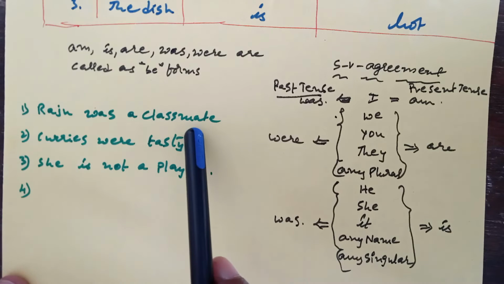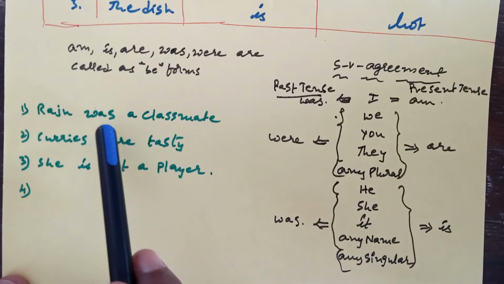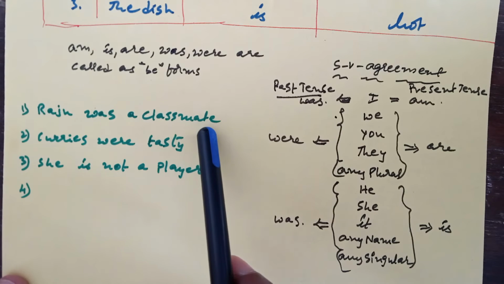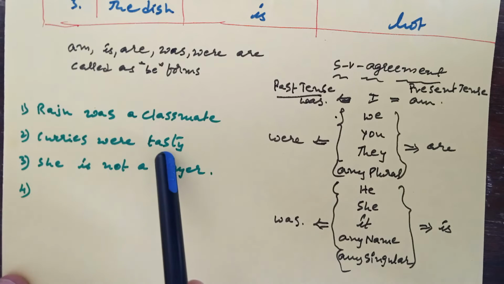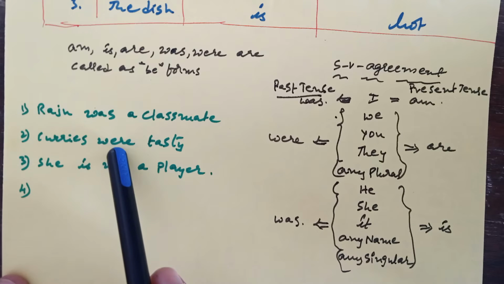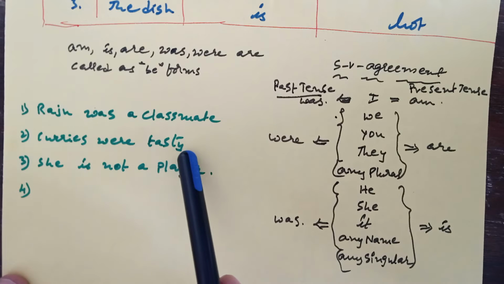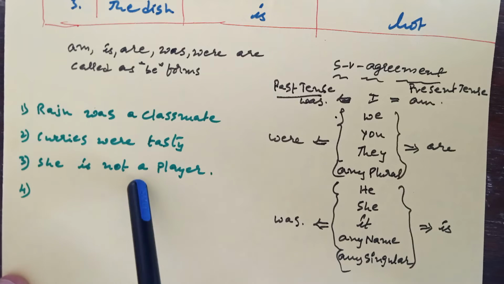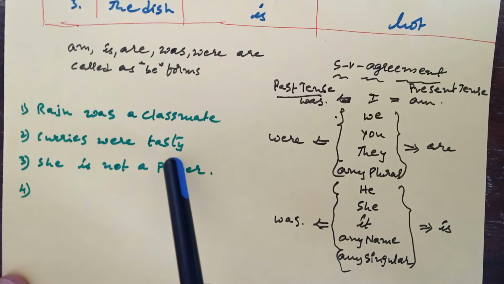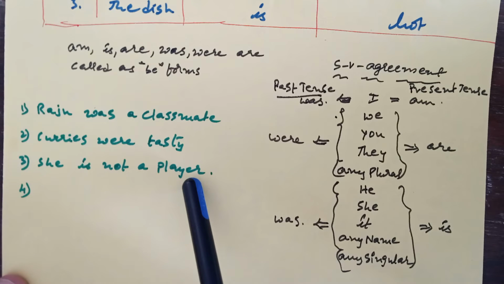Raju was a classmate. Here Raju is the subject, was is the linking verb, the BE form, and a classmate is a noun phrase. Curries were tasty. Here curries is the subject, were is the BE verb in plural form, and tasty is an adjective. She is not a player. Don't forget, only the articles a and an are used before singular nouns.